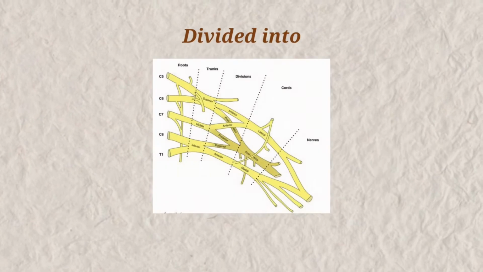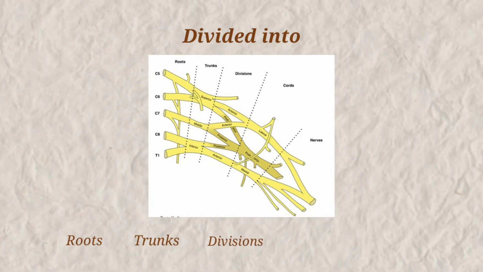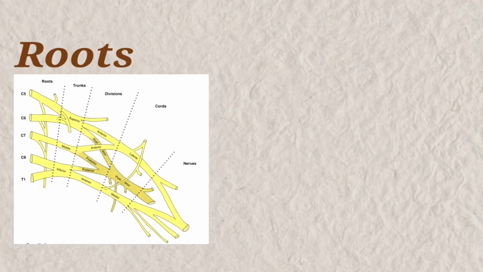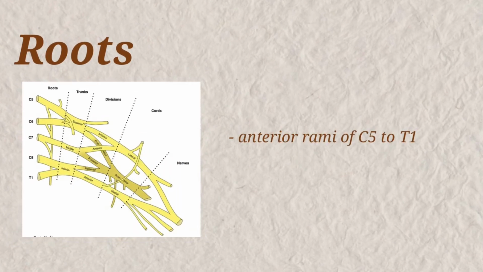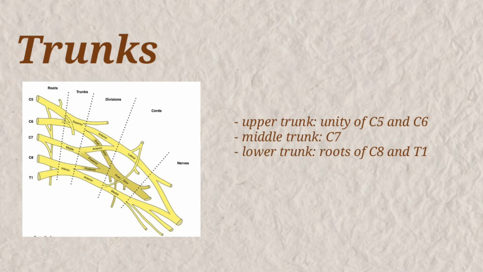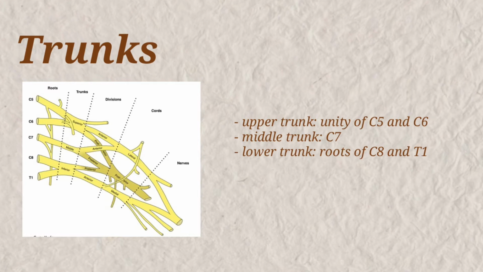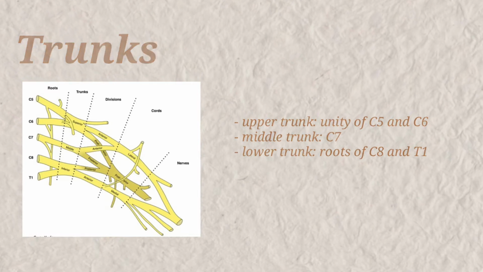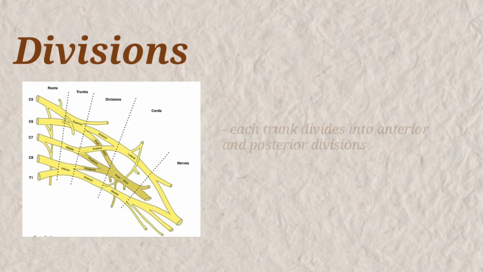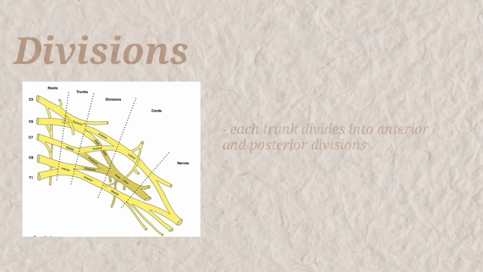It is divided schematically into subparts termed roots, trunks, divisions, cords, and terminal branches. The roots are the anterior rami of spinal nerves C5 to T1. There are 3 trunks. The upper trunk is formed by the union of C5 and C6. C7 forms the middle trunk, and the lower trunk is formed by the roots of C8 and T1. Each trunk divides into anterior and posterior divisions, which also do not give off branches.